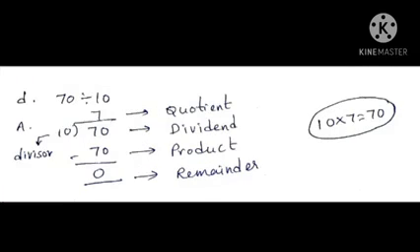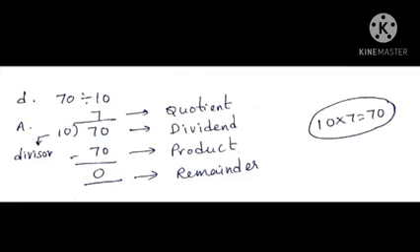Next is D sum. 70 divided by 10. We have to recall the 10 table. In the 10 table, when will we get 70? 10 sevens are 70. This 7 we have to write above the line, and this 70 we have to write down. Next step, what should we do? We have to subtract it. 70 minus 70, how much will we get?